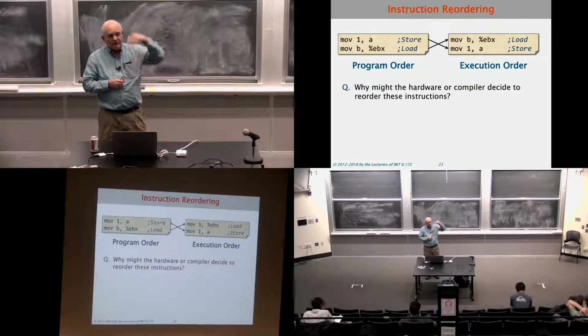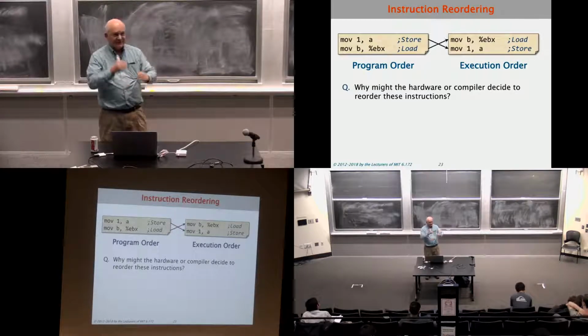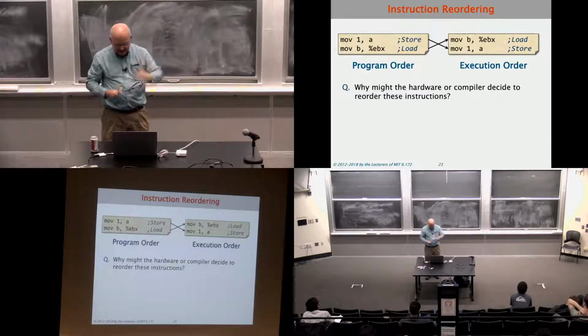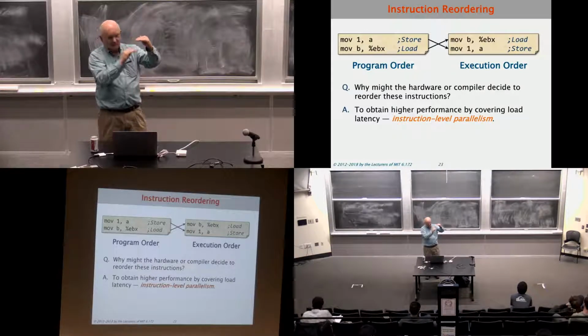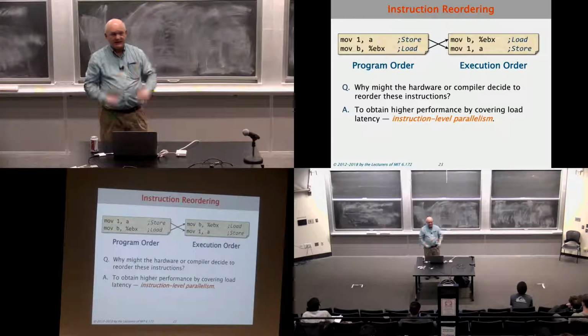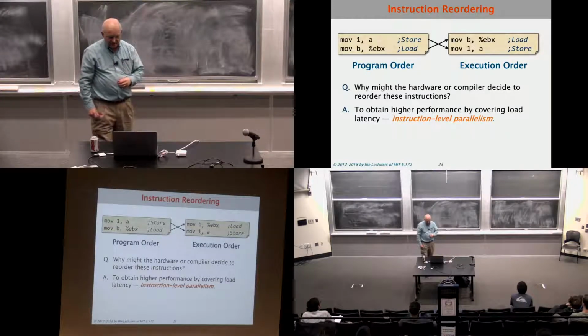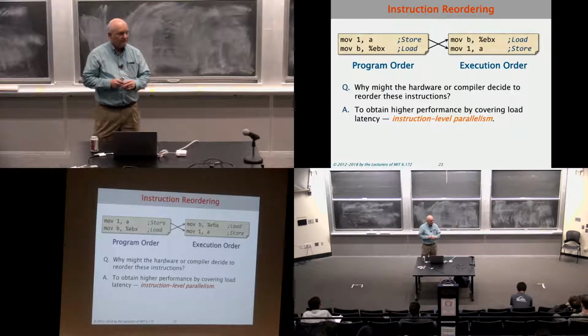And so therefore if I do loads earlier, if I have other work to do, such as doing the store, then the instruction that needs the value of B doesn't necessarily have to wait as long. I've covered over some of the latency, and so the hardware will execute faster. So we get higher performance by covering load latency.